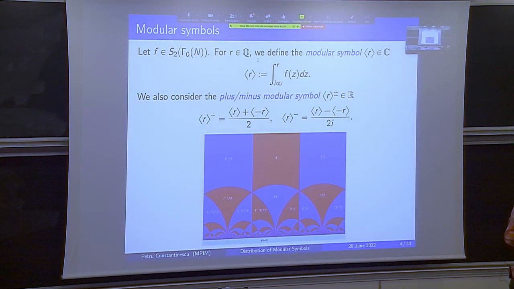Okay, I work with Gamma_0(N), but in this picture I just have a tessellation of the standard modular curve, but as you can see what's happening here, I just do this line integral between the cusp a over b and infinity, and over this vertical line I compute the value. So this is what a modular symbol is.